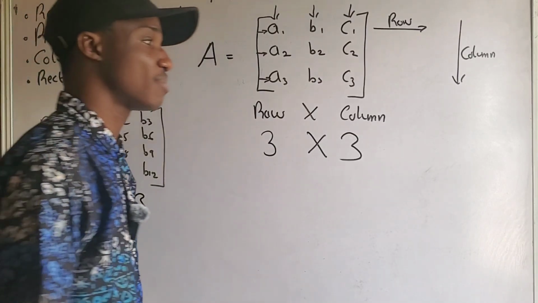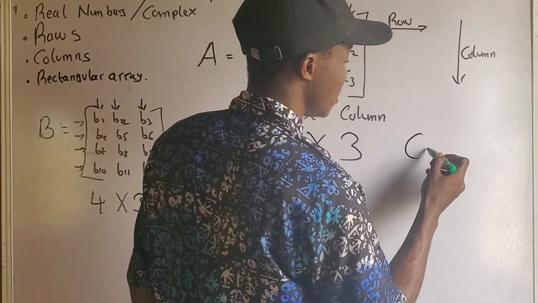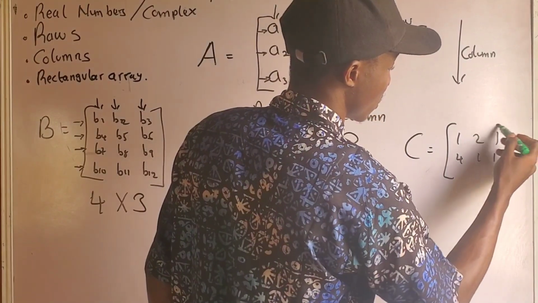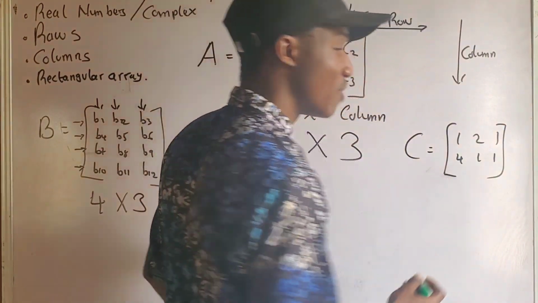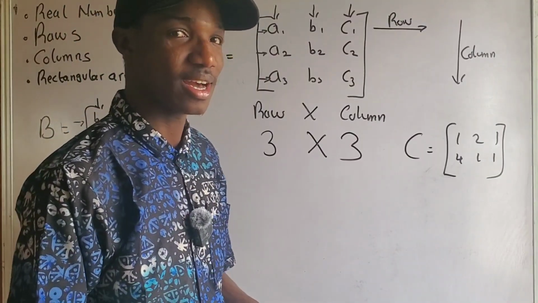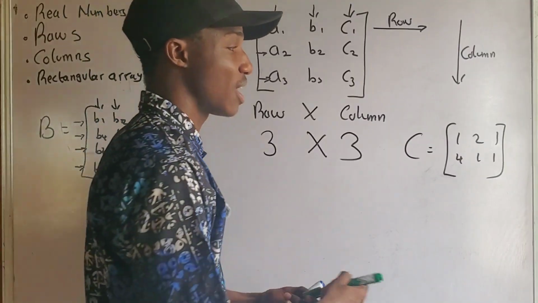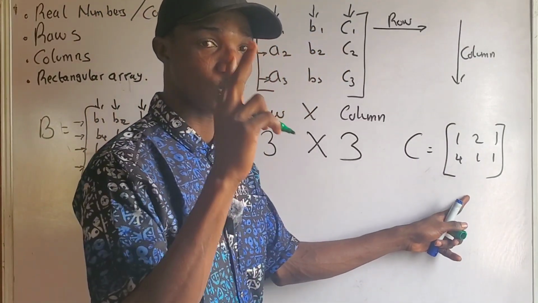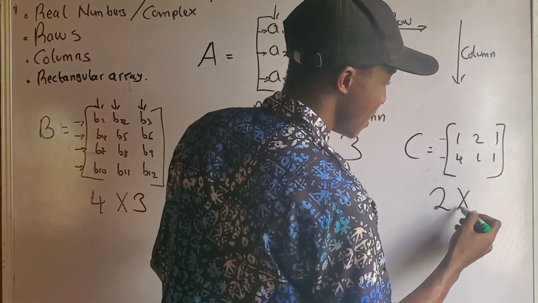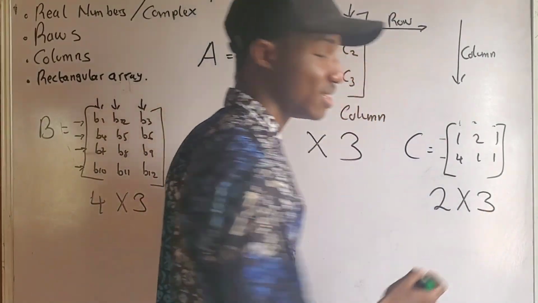So let me give you one more example. What is the order of this matrix? Matrix C equals 1, 2, 1, 4, 1, 1. What is the dimension or order of this matrix? The order of this matrix is 2 by 3. How do I know? I told you that you are first going to mention the row, followed by the column. So now, how many rows do we have in this matrix? We are having 2 rows. This is row 1. This is row 2. You understand? So I'm going to have 2 by, how many columns do we have? We are having 3. 1, 2, 3. So 2 by 3. That is the order of the matrix.